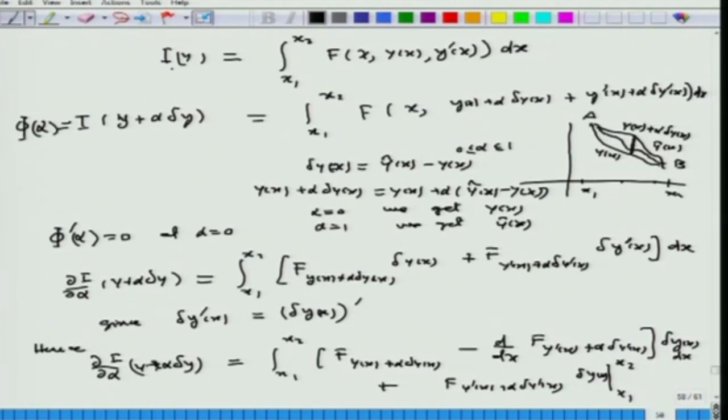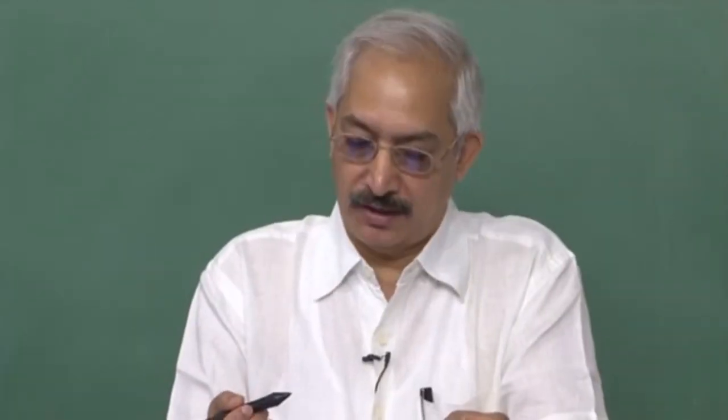Here the functional I is changed to a function phi of alpha using the substitution y plus alpha delta y. So, it becomes the integral from x 1 to x 2 of f of x, y plus alpha delta y x, y prime x plus alpha delta y prime x, because delta y x is taken as y tilde x minus y x. Only alpha is changing; y and y tilde are fixed. Therefore, this functional becomes only a function of alpha, and we use the usual rule of finding the values of alpha for which phi will become maximum.